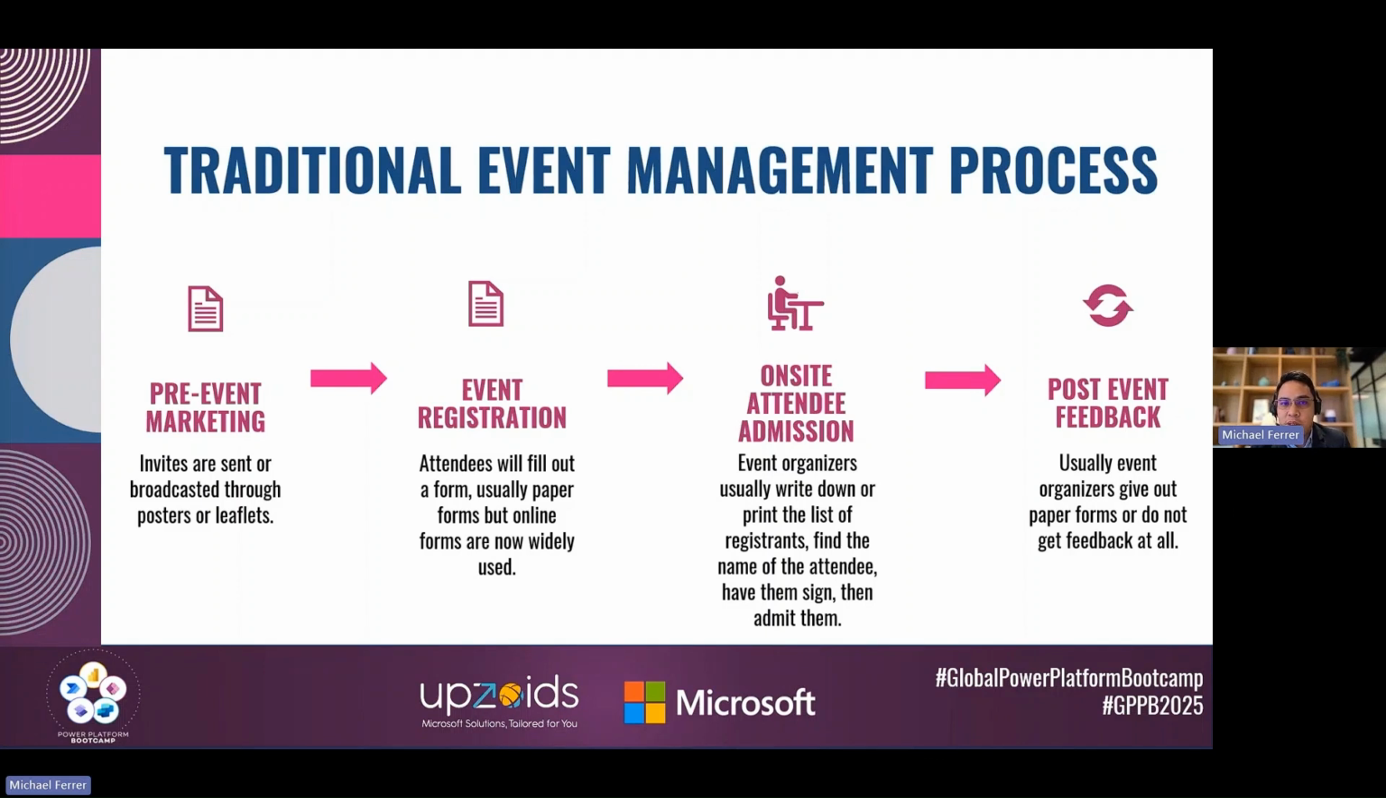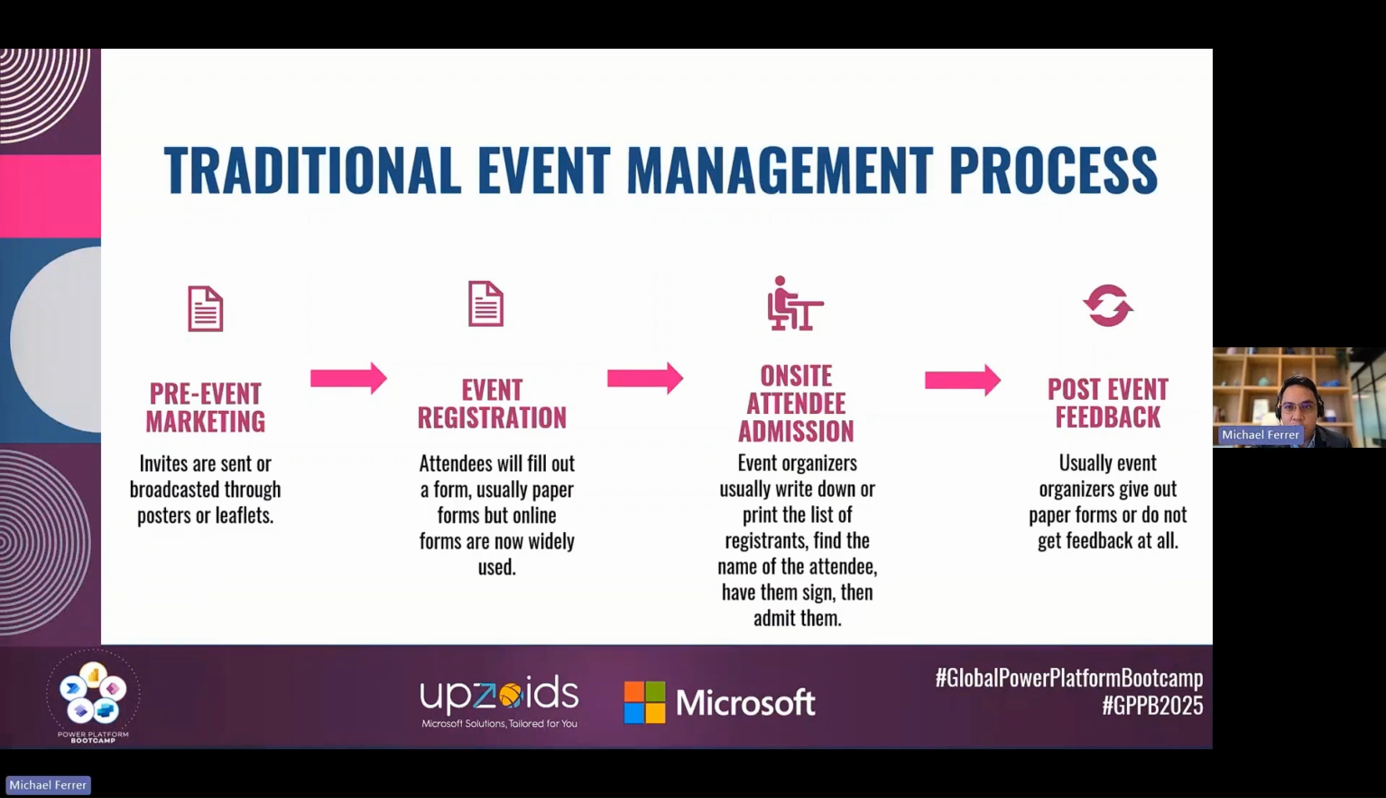And then after the registration, in the event proper on the day itself, usually event organizers write down or print the list of attendees or registrants, and then the registrant will find their name, just like the picture I showed earlier. They have to find their name, then they will need to sign before they get admitted to the event. And then lastly, post event, you would want to know how the event went and also gather feedback so that you'll be able to improve it next time.